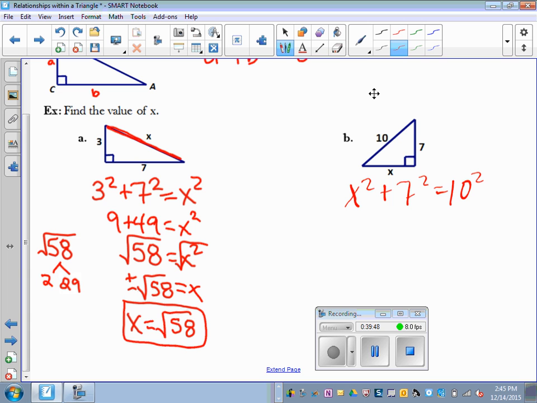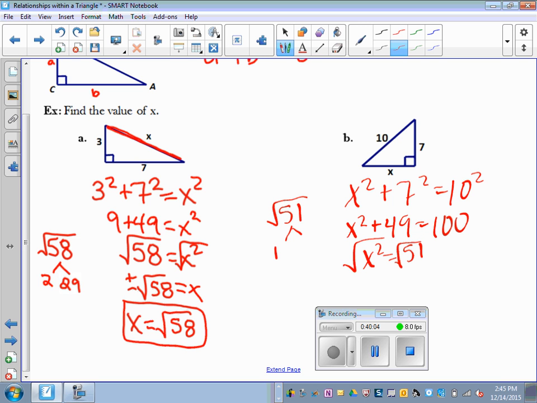Okay, so let's do this the proper way. When we subtract 49 over, what do we get? Square root of both sides. Can we break down 51? It has no square. We can break it down, but none of them are perfect squares, so it doesn't do us any good.